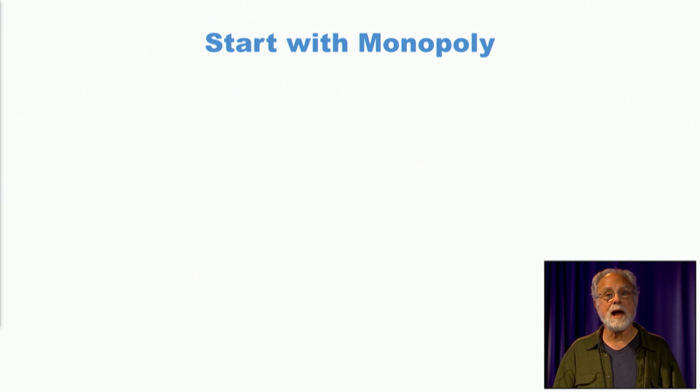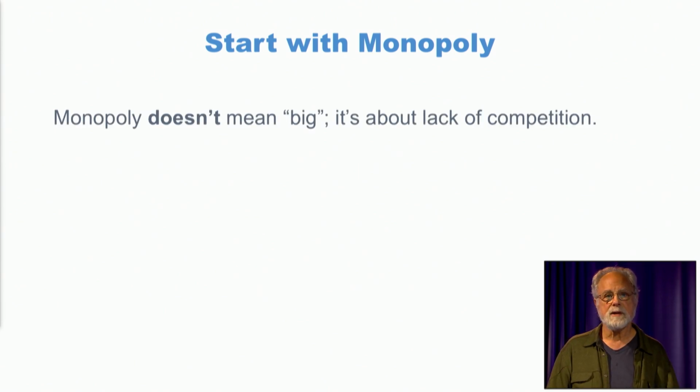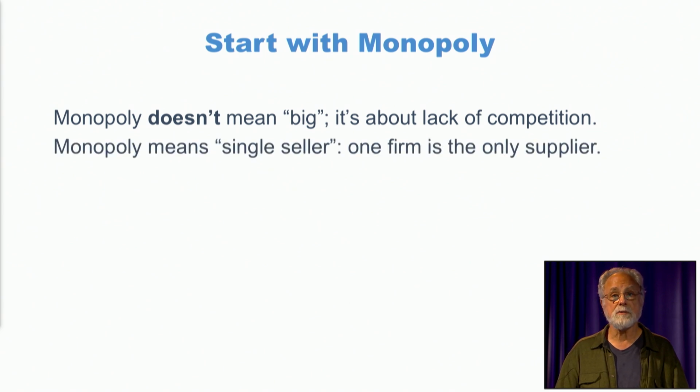So let's start with monopoly. We often use in everyday speech the term monopoly or monopolistic to simply mean big, like a big corporation is a big monopoly. But this is not how economists use the term. From the standpoint of economics, the key characteristic of monopoly is the lack of competition. Literally, the word monopoly means a single seller, one particular seller that has the entire market.